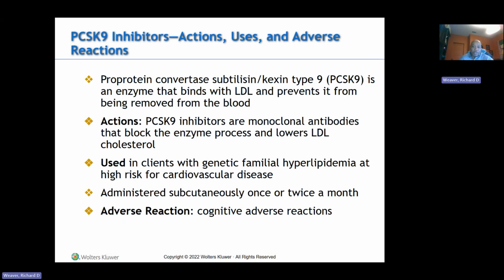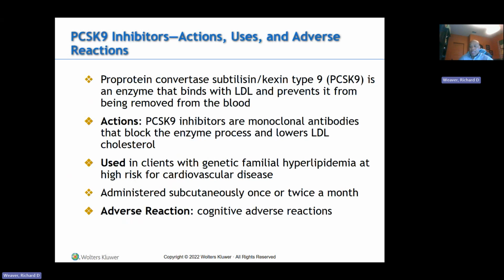Now, the two drugs that your book talks about are Praluent, that's more the trade name of course, and Repatha. So take a look at those. Take a look at the generic as well as the trade names, and they are approved for this particular treatment. Now, these drugs are administered subcutaneously, only once or twice monthly, and they have been successful in lowering LDL cholesterol. However, they are expensive.